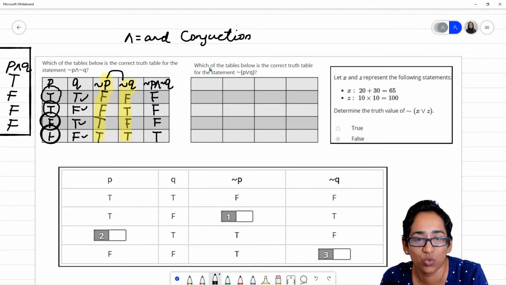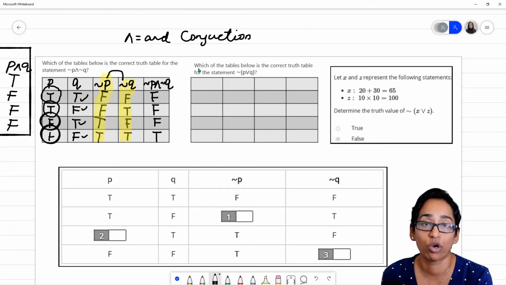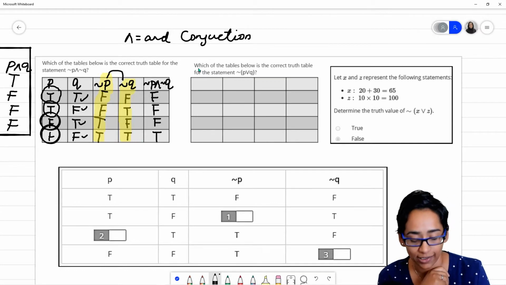Let's look at the next one. Which of the following tables is the correct truth table for the statement and, negation? Which of the tables below is the correct truth table for the statement negation of parentheses P or Q? When you have parentheses, you have to first work with your parentheses. So let's go ahead and take a look at that.